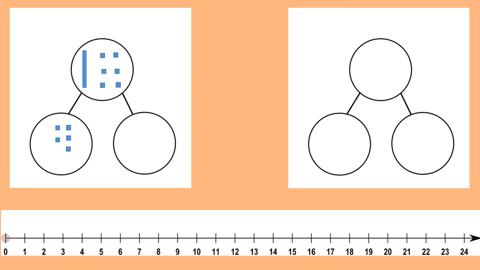Okay, one here for you to try all on your own. So you can draw your own part-part whole model. Use my number line to help you work it out. See if you can write down 4 number sentences, 2 additions and 2 subtractions.